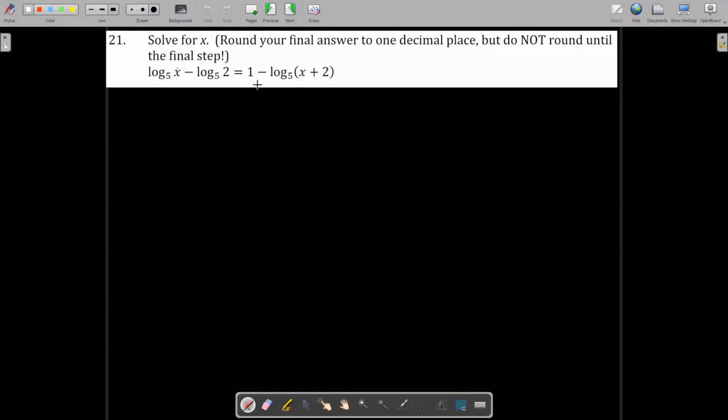In order to do that, we're going to have to do a bye-bye logs problem or a burn the logs problem. So on this side, we just want one logarithm, and on this side, we just want one logarithm. Using the properties of logs, when you subtract logarithms, you divide the arguments. That's called the quotient property of logarithms. So log base 5 of x minus log base 5 of 2 becomes log base 5 of x divided by 2.